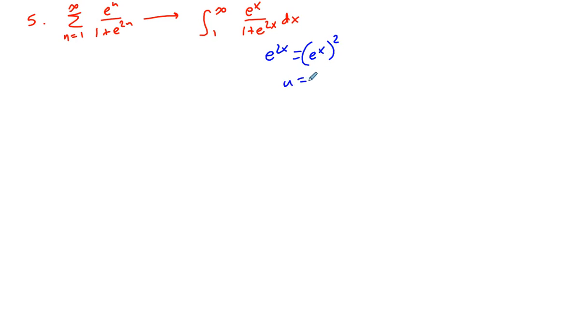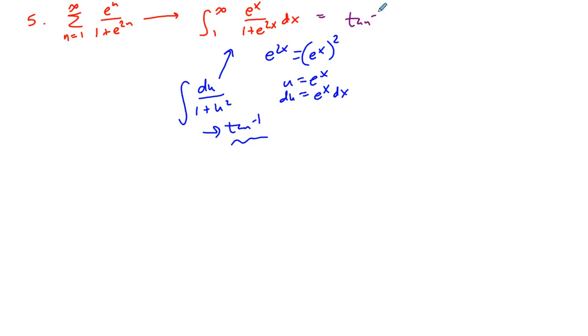If u then is e to the x, this becomes 1 plus u squared, and e to the x dx is our du. So what we're looking at here is a du over 1 plus u squared. We know what that is. That's an inverse tangent. So what we end up with up here is an inverse tangent of our u, which is e to the x, and evaluate from 1 to infinity. When I substitute in the infinity, we get inverse tangent of e to the infinity, it's a big number, minus inverse tangent of e to the 1.